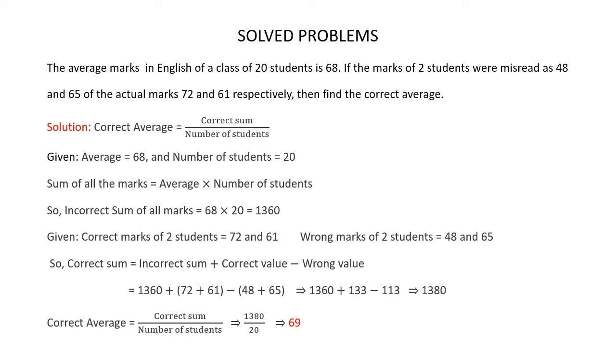Now we know that the correct sum is 1380 and number of students in the class is 20. So the correct average is 1380 divided by 20, which is 69. So the correct average is 69.